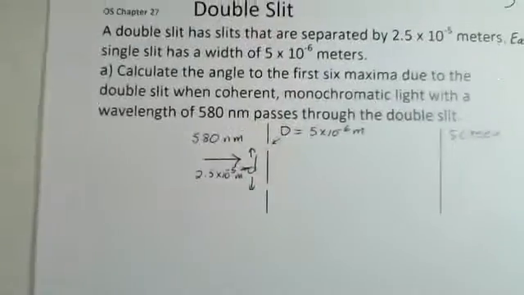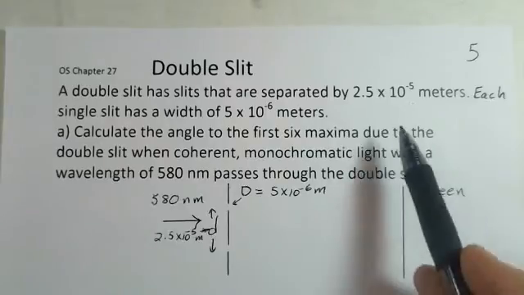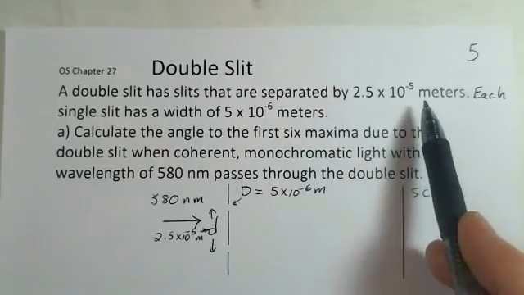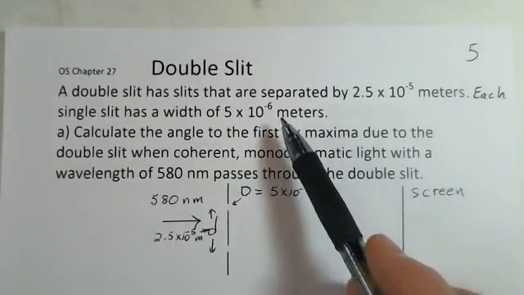Professor Clements with you as we again consider a calculation with interference and diffraction. We're talking about a double slit that has the slit openings separated by 2.5 times 10 to the minus 5 meters. Each slit has a width of 5 times 10 to the minus 6 meters.